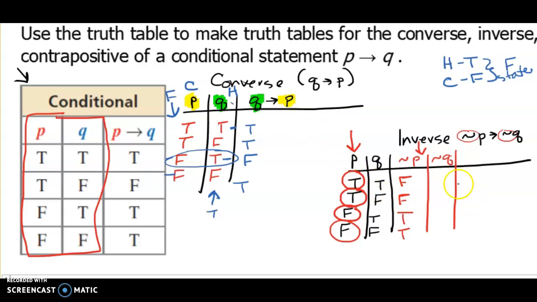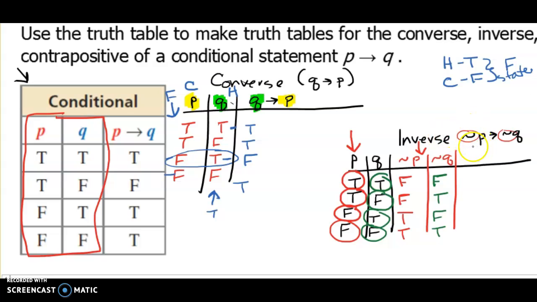Okay, same thing for not Q. So we're going to look at Q and we're going to say, all right, well, if Q is true, not Q has to be false. And if Q is false, not Q has to be true. It's just going to be the opposite. True goes to false, and then the false goes to true.